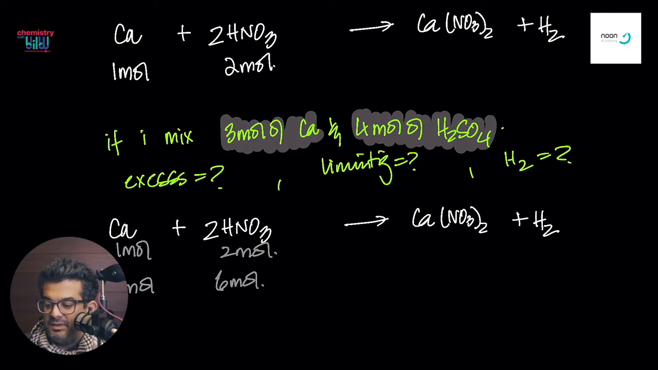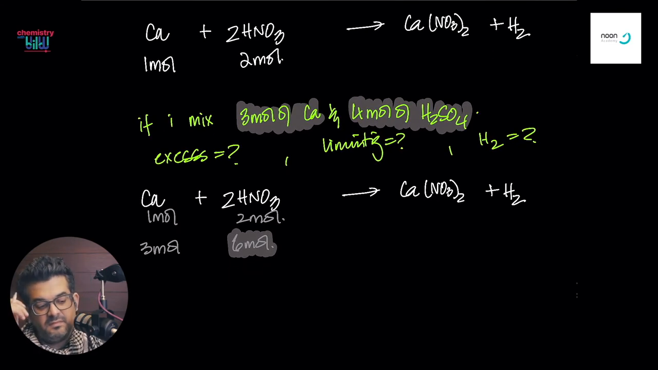Yeah, I know. Naman seems to be busy with multiple other things in my class, but the math for him eludes him. So 3 moles. So 6 moles. There you go. Better?